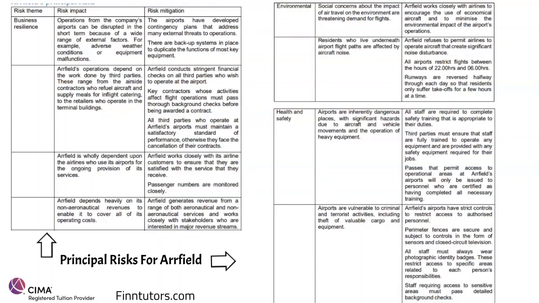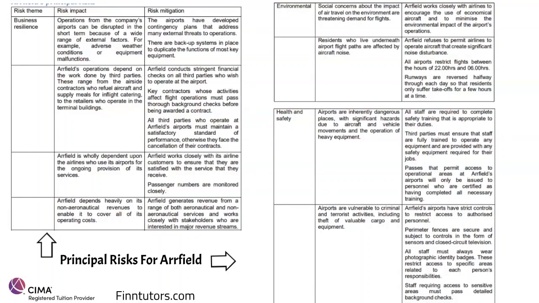Arrfield depends heavily on its non-aeronautical revenues to enable it to cover all operating costs. So, what is the mitigation? Arrfield generates revenue from a range of both aeronautical and non-aeronautical services. How can you expand your aeronautical revenues? How can you expand your non-aeronautical revenues? This always needs to be looked at.